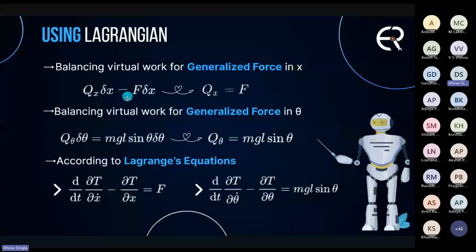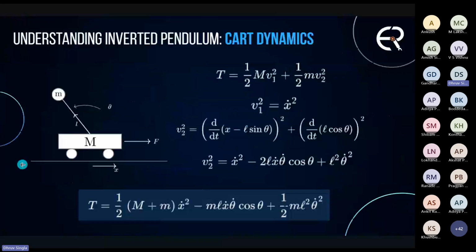So if we see in the x direction, then there's only force F acting on it. So the work done will be F delta x. So we have our generalized force in the x direction as F. And similarly, if we do in the theta domain, if we push by a displacement delta theta, then what we get is mgl sine theta delta theta as the work done. So we get the generalized force in the theta domain as mgl sine theta.